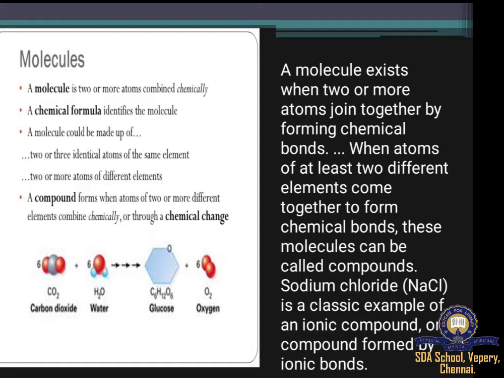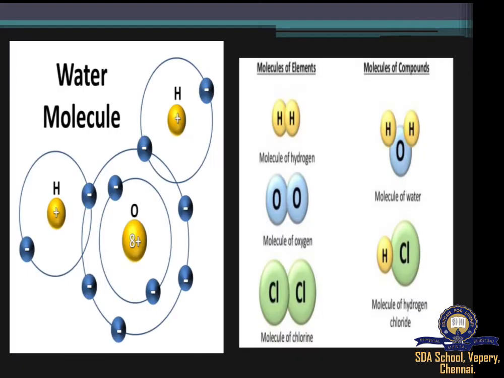A compound is formed when atoms of two or more different elements are chemically combined through a chemical change. For example CO2, carbon dioxide, and water: two different elements are chemically combined, going through a chemical change, which leads to the formation of a compound. Here we have the example of a water molecule. H2O, two hydrogen and one oxygen.